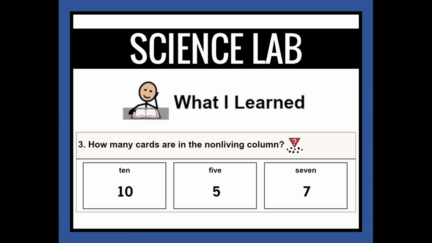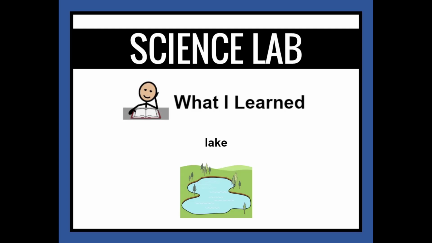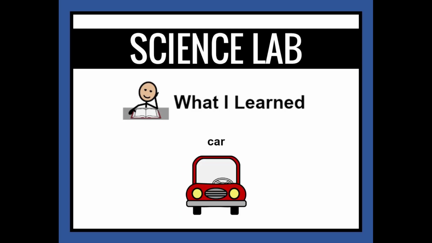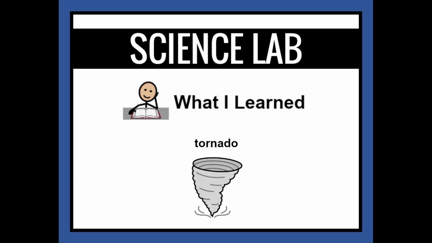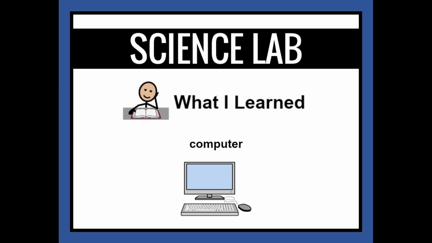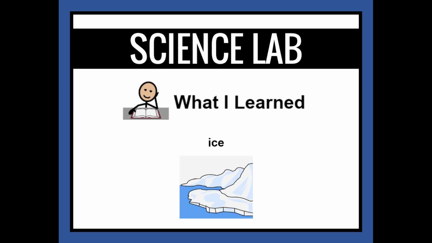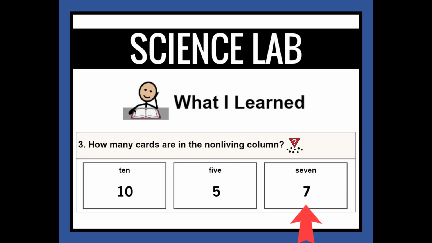How many items are non-living? 10, 5, or 7? Let's count. 1, 2, 3, 4, 5, 6, 7. There are 7 non-living items. Super job!